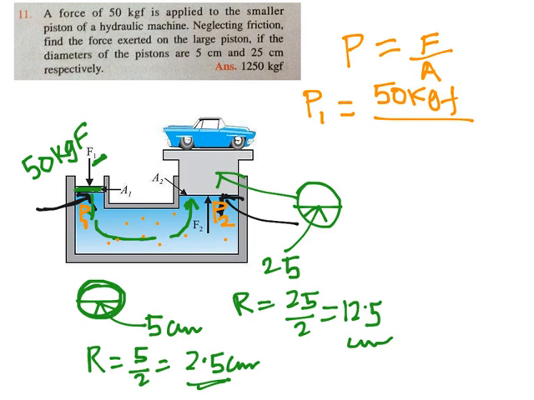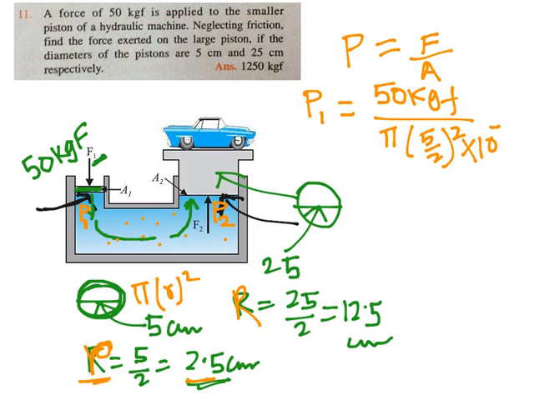Area 1 is a circular thing, so it's pi into r squared, where small r is for the smaller piston and big R is for the bigger piston. So small r squared, 2.5 squared. Let's not make it 2.5. Let's keep it 5 by 2, because I think fractions are easier for a lot of people to understand than decimals. So 5 by 2 whole squared, and we transfer it into meter square.